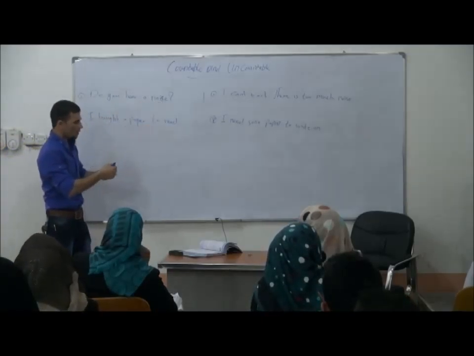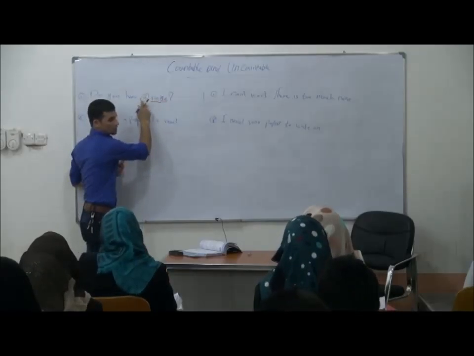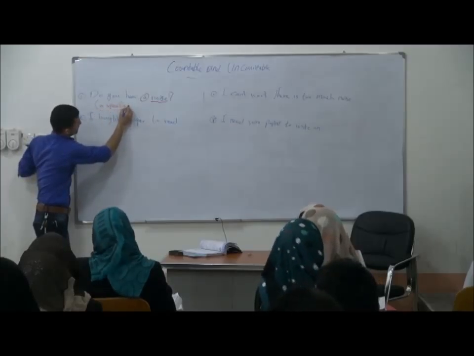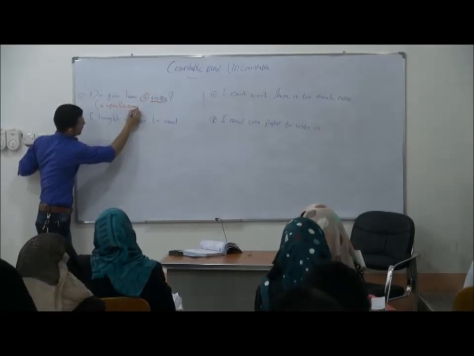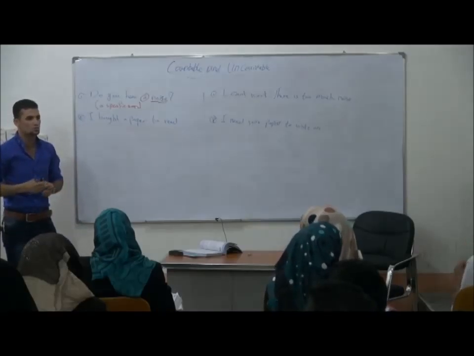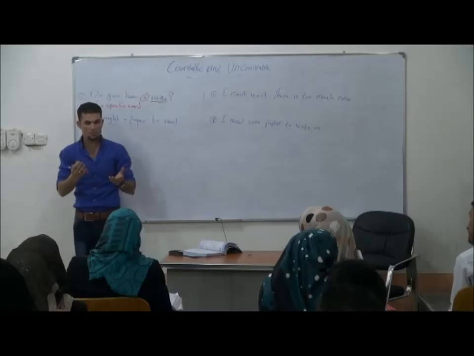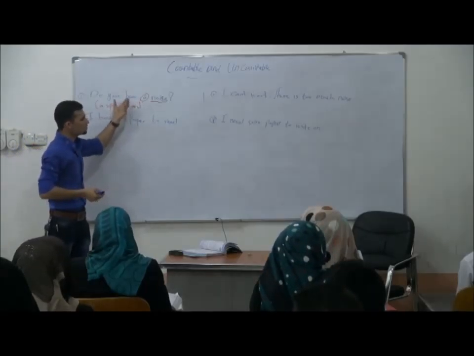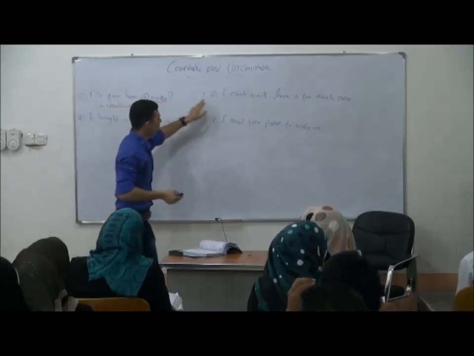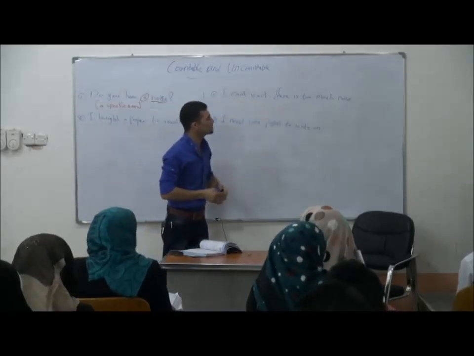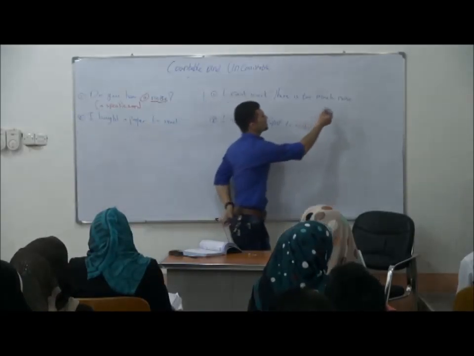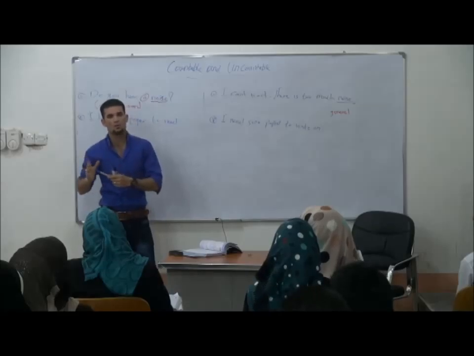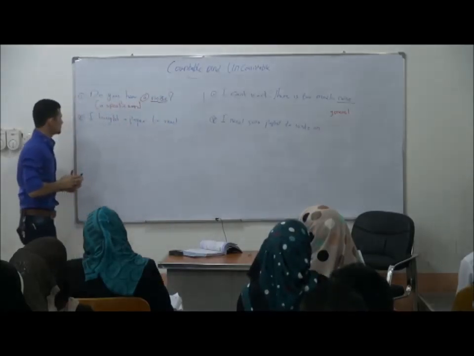This noise could be countable. How? When we mean a special, specific sound or voice, for example the sound of a hammer. I'm not telling you about noise in general. A specific sound, such as an engine or a car, means countable. But look at the second sentence: I can't work there, there is too much noise. This is uncountable, because noise here is general, not specific. Number two: I bought a paper to read, I need some papers to write on.